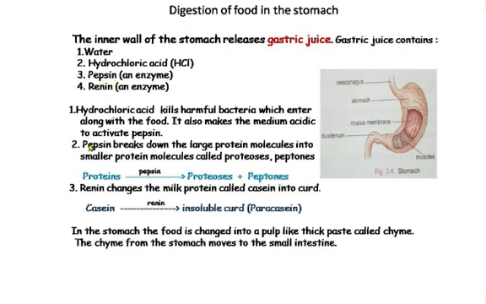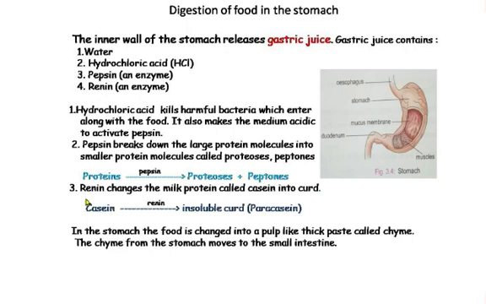What is the function of pepsin? Pepsin breaks down the large protein molecules into smaller protein molecules called proteoses and peptones. Proteins in the presence of pepsin get converted to proteoses and peptones.